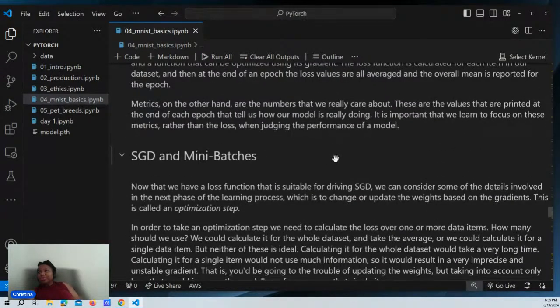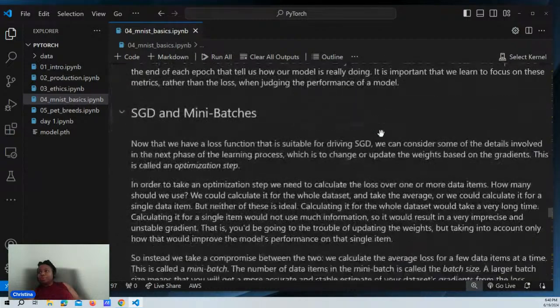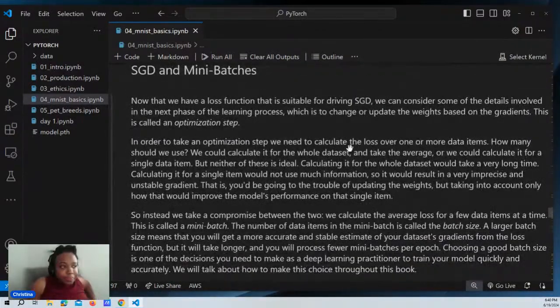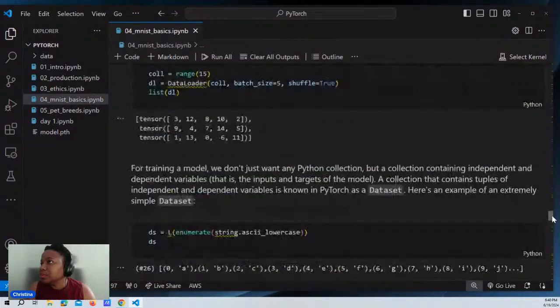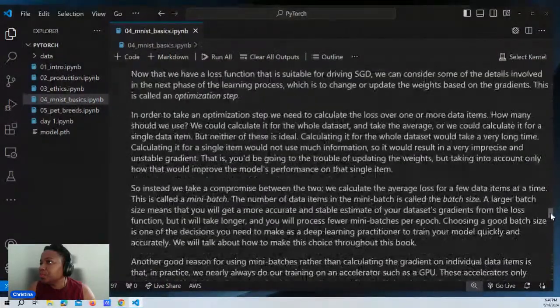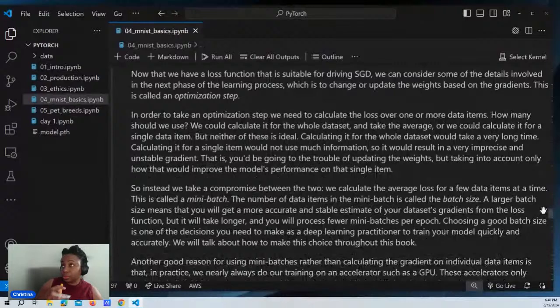So we focus on those rather than the loss when judging the performance of a model. So, we want to consider the steps involved in optimization. To take an optimization step, you need to calculate the loss over one or more data items.